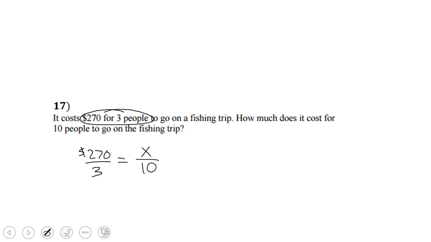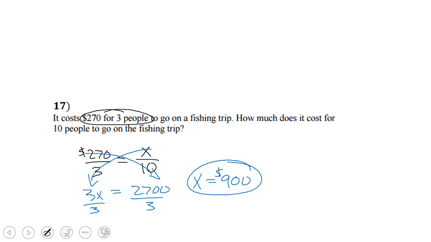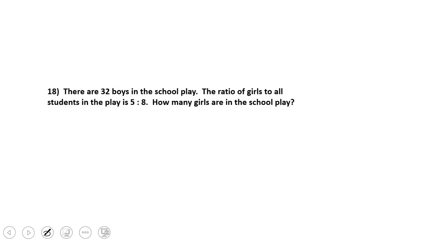And again, we have our proportion that is solved using cross products. 3x is equal to 2,700, dividing by 3. X equals 900, so it costs $900 for 10 people to go on that fishing trip. Moving on to our last example of the night.